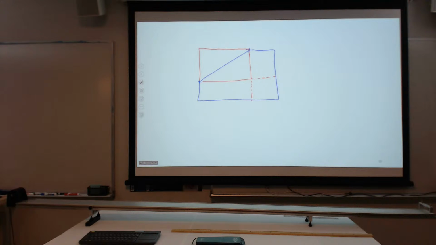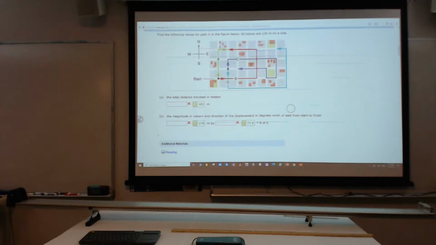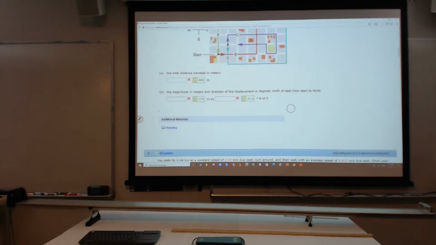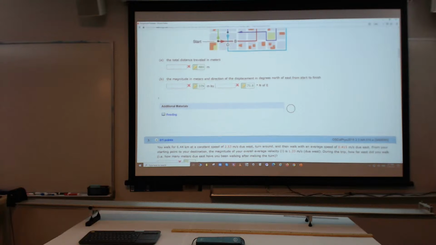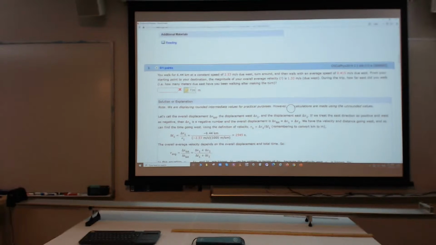Okay, great. I tried drawing out number 3, and I don't think I understand how to. I even have the equation sheet in front of me, and I don't know how to go about this problem at all. Number 3, this one, you walk for 6.44 kilometers.